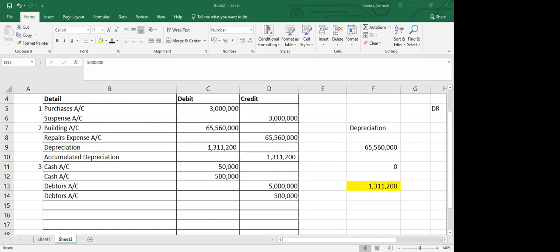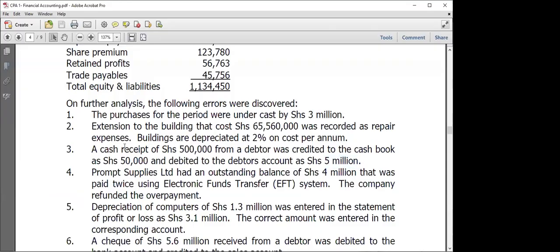I'll just show you here. Now, as you can see, we've corrected this error. We've recognized the cash receipt in the right way by debiting our cash book with the 500,000. We also removed this 50,000 from the credit side of the cash book by doing what? By debiting our cash book. Now we did the same thing with the debtor's account.